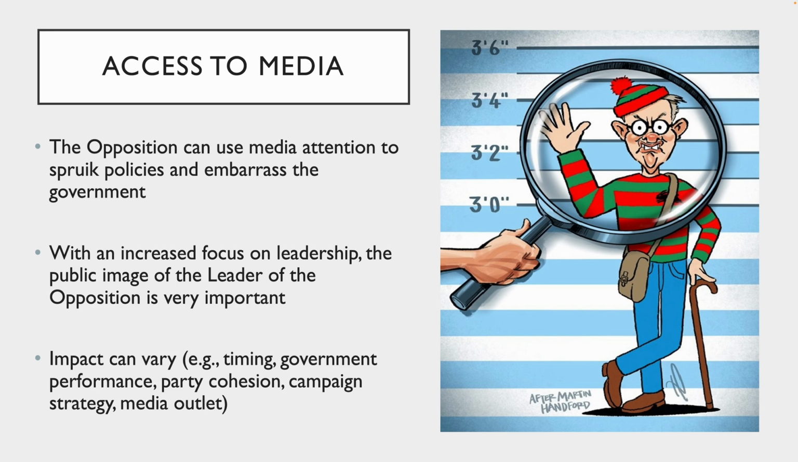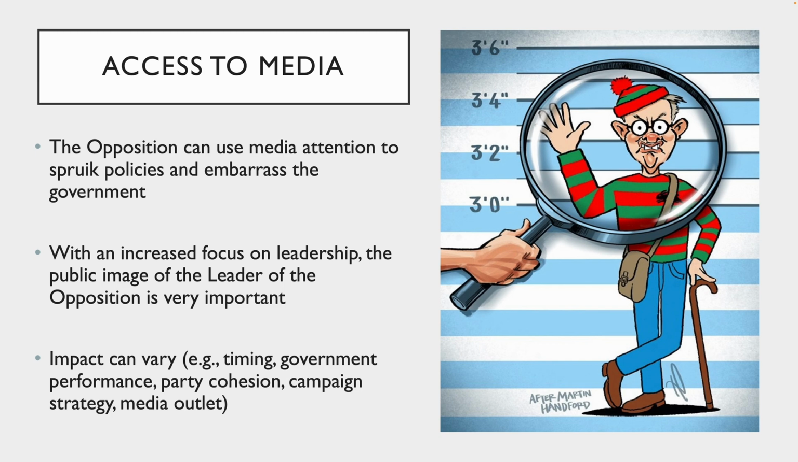Outside of the Parliament, the opposition can obviously use their access to media to promote their policies and to scrutinise the government, and with an increased focus on leadership, Anthony Albanese, the Leader of the Opposition, plays a very important role in this. Certainly, if we think about the government, we've seen a more presidential executive, where the Prime Minister plays an integral role in presenting policies to the public.